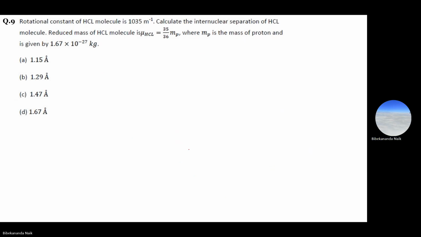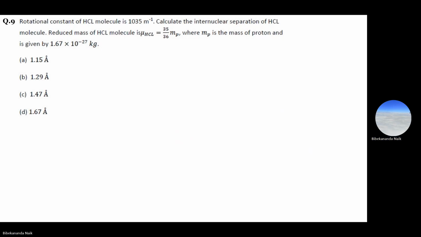Then question 9. Rotational constant of HCl molecule is given, which is 1035 meter inverse. Calculate the intermolecular separation of HCl molecule, where reduced mass of HCl molecule is 35 by 36 into mass of proton, and mass of proton is given. Option A is 1.15 Angstrom, option B is 1.29 Angstrom, option C is 1.47 Angstrom, and option D is 1.67 Angstrom.